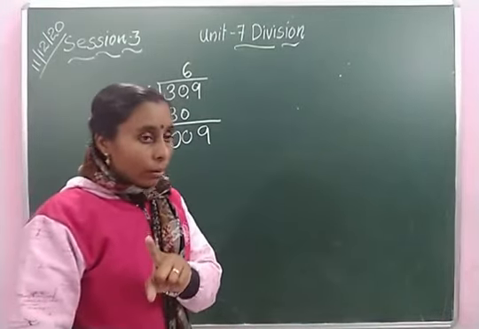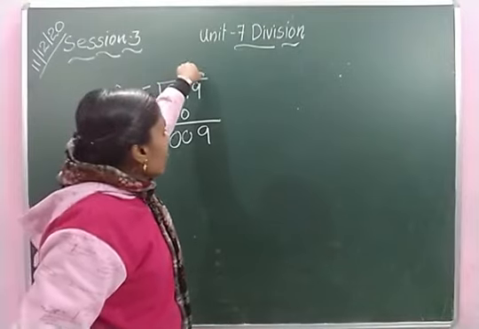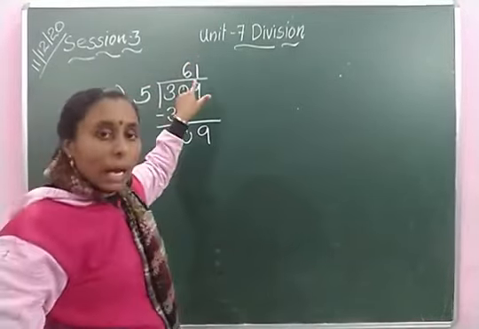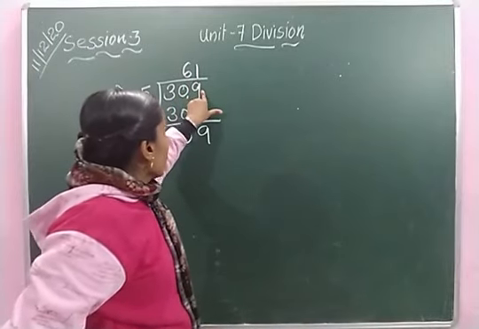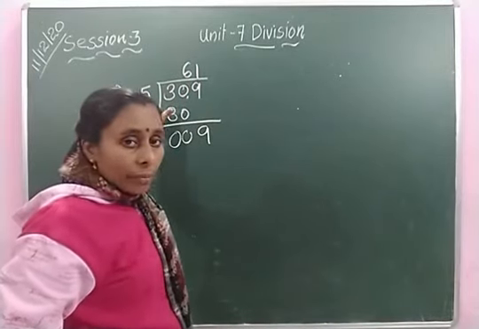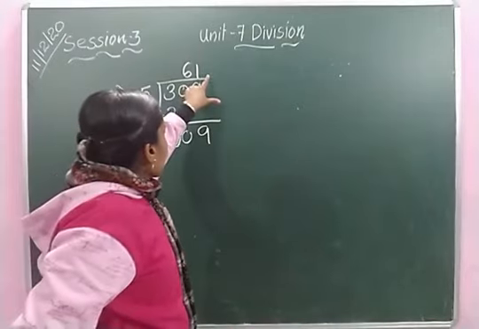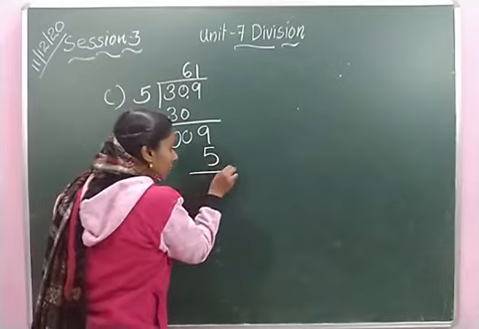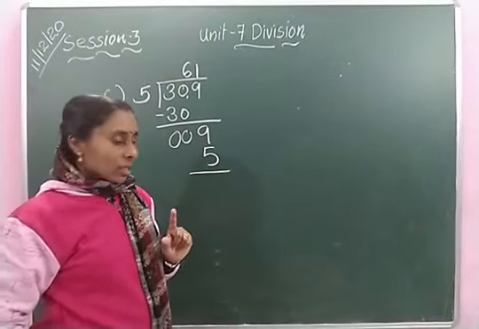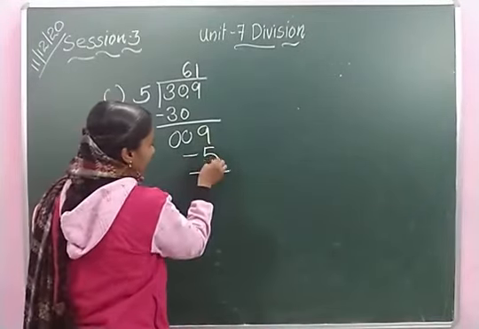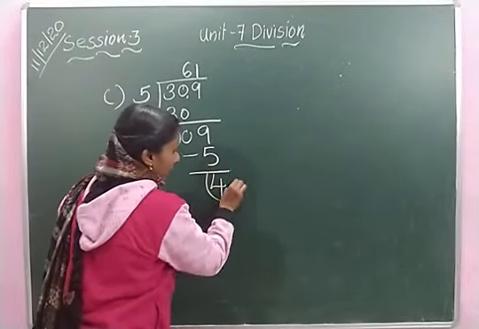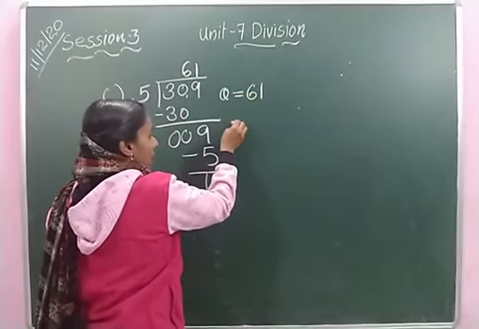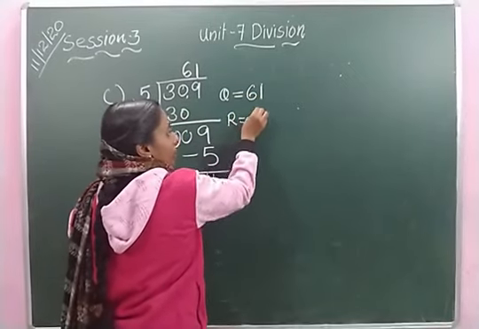5 1s are 5, 5 2s are 10. But we cannot take it 2 times. We are supposed to write 1 on the top as quotient. Okay. Then what is the next step? Next step is multiplication. 1 multiplied by 5 is equal to 5. Then what is the next step? Next step is subtraction. 9 minus 5, 4. Here what is the quotient? Quotient is 61 and remainder is 4.